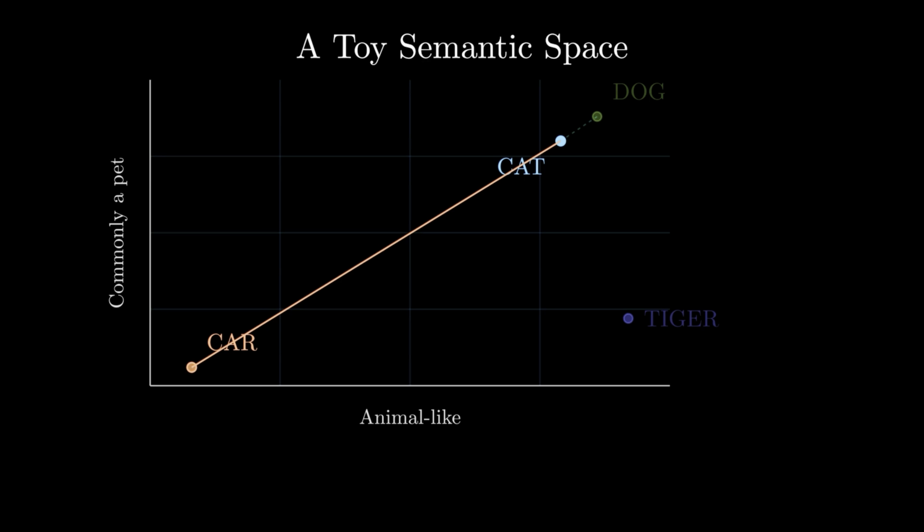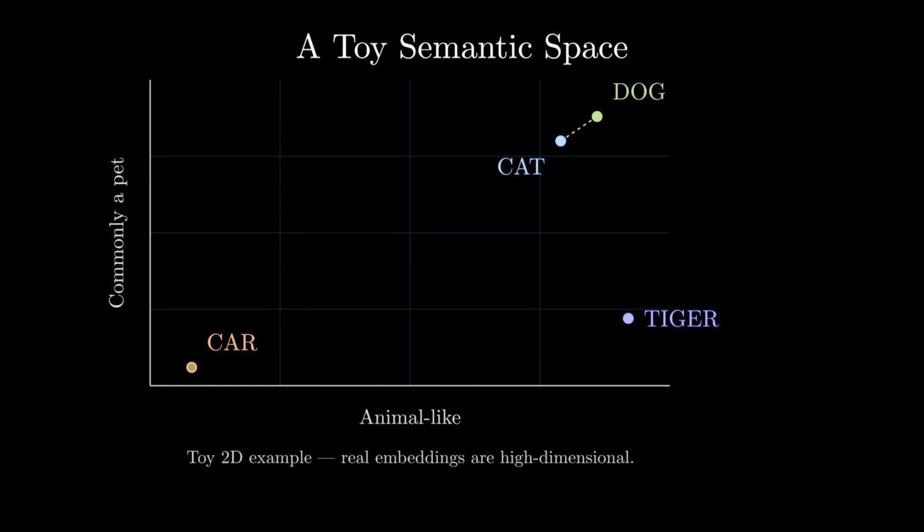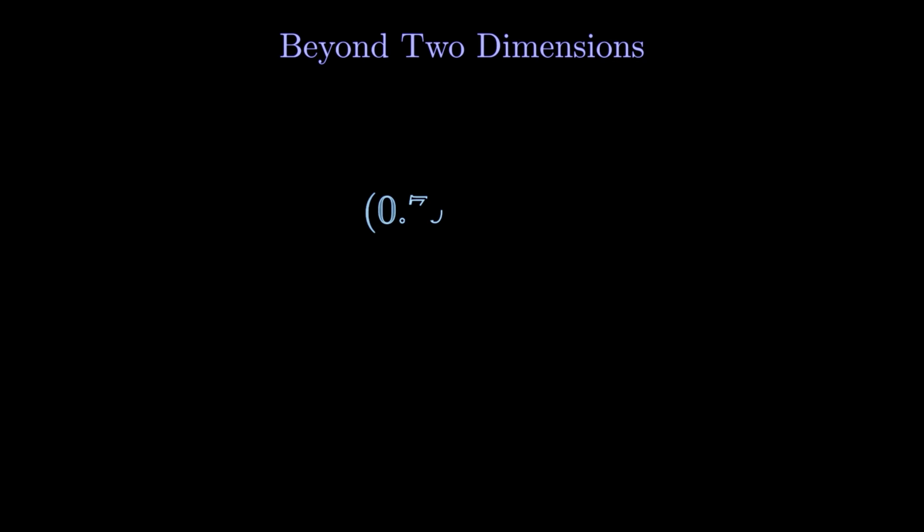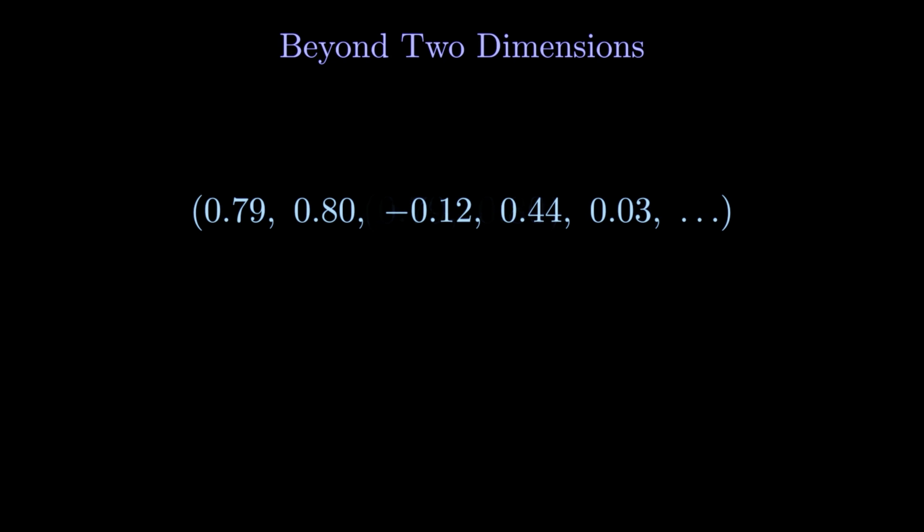The short distance between a cat and dog suggests a strong relationship, while the longer distance from cat to car suggests a weaker one. Of course, this is only a 2D example. Real embeddings use many more dimensions. Real embeddings go far beyond 2 dimensions. Instead of only 2 numbers, a word can be represented by a much longer list containing hundreds or thousands of values. We cannot draw all those dimensions, but a computer can.